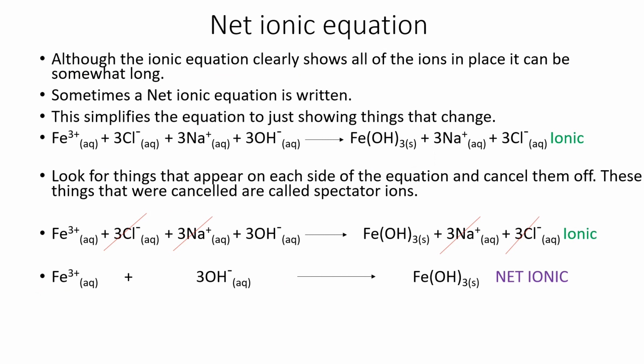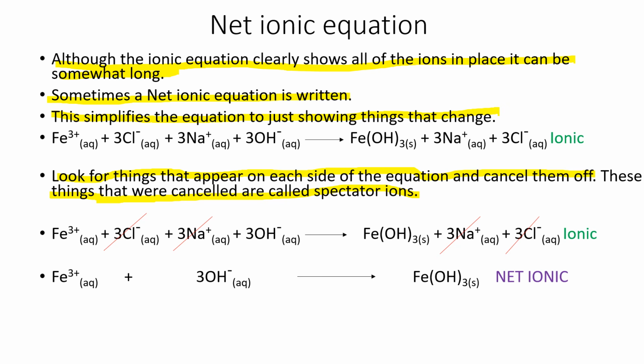So for the net ionic equation, although the ionic equation shows all the ions in place, as we see, it's kind of long. So we can shorten that up with a net ionic equation. Remember, this is showing just the things that are changing in the reaction. So how do we do that? We're looking for those spectator ions. We're looking for those ions that appear on each side of the equation, and we're going to cancel them off. These are things that are not involved in the actual change. They're still present, but they're not involved in the actual change.